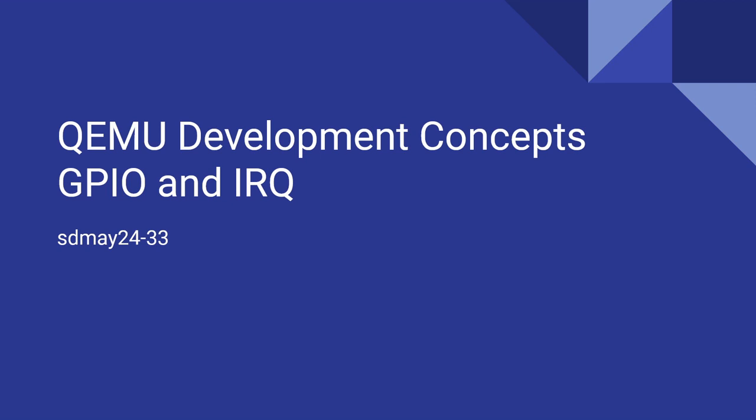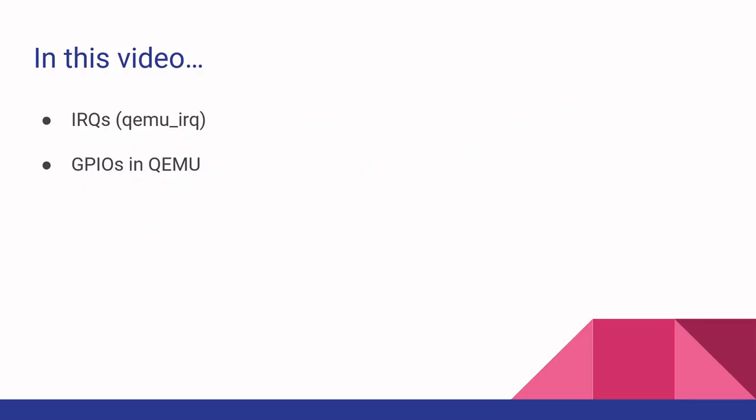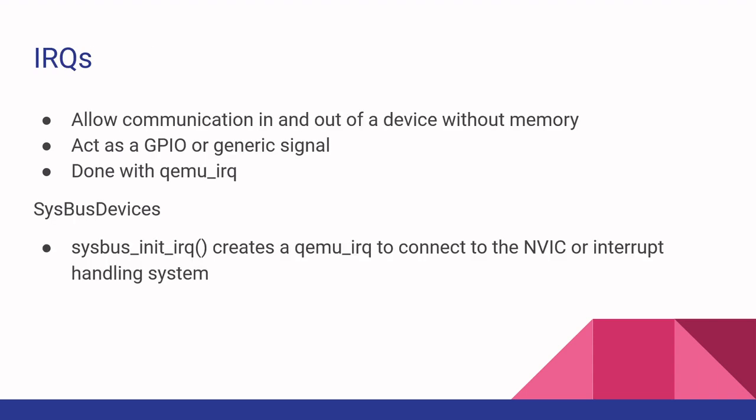Hello, this video is going to cover GPIO and IRQ in QEMU development. So again, in this video we're going to cover IRQs in the form of QEMU IRQ and GPIOs. IRQs allow communication in and out of a device without using memory. They act as a GPIO pin or just a generic signal.